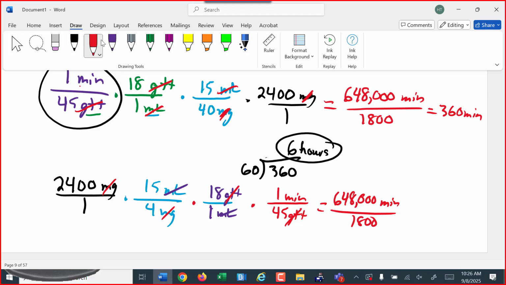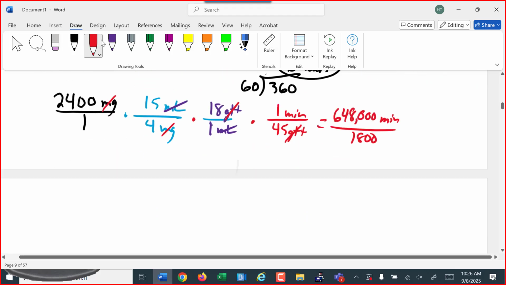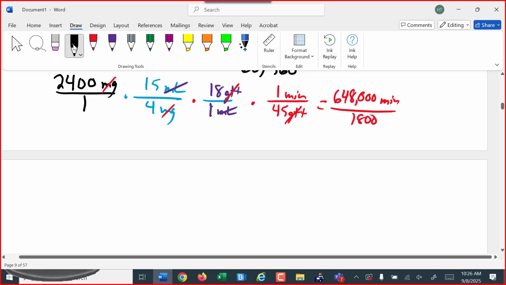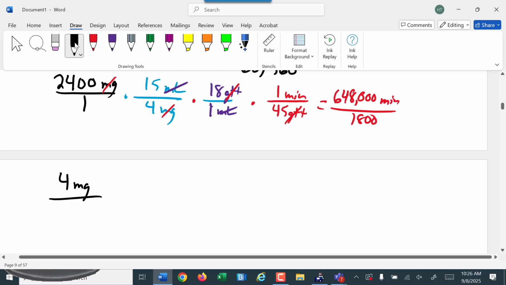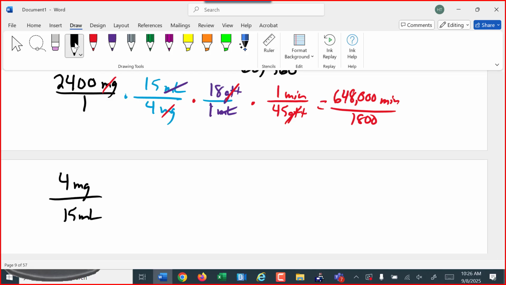So this is one of the beauties of dimensional analysis: you pick something and start with it, and as long as you just keep converting units, you should eventually get to something that is useful. Worst case scenario, if I did something strange, let's say I chose to start with my 4 milligrams and 15 milliliters.